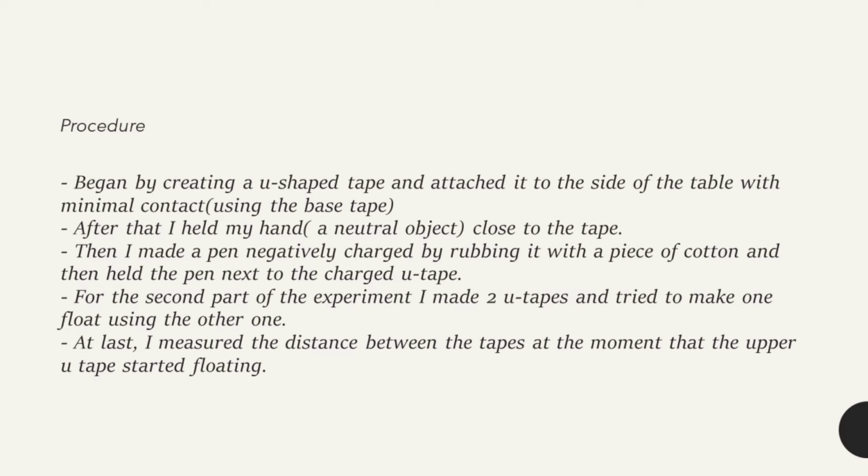The procedures of this lab are basically the same as the first lab. We began by creating a U-shaped tape and attached it to the side of the table with minimal contact using a base tape. The U-tape basically has a positive charge. After I held my hand, which is a neutral object, close to the tape, it got attracted to my hand. Then I made a pen negatively charged by rubbing it with a piece of cotton and then held it next to the charged tape. For the second part of the experiment, I made two U-tapes and tried to make one float using the other one. At last, I measured the distance between the tapes at the moment that the upper U-tape started floating.